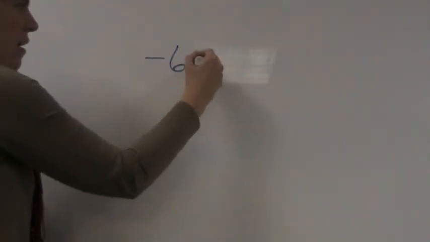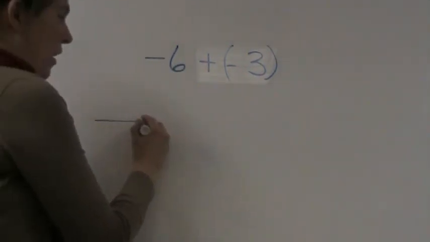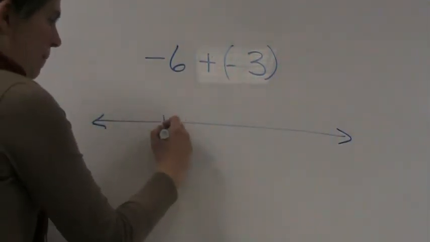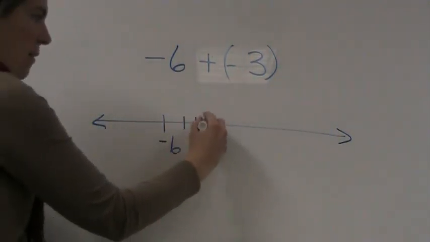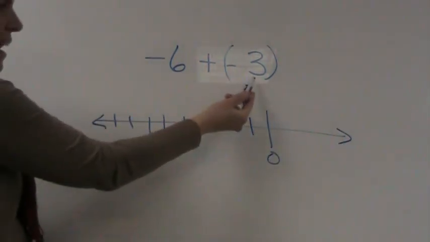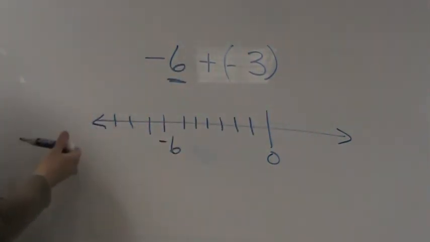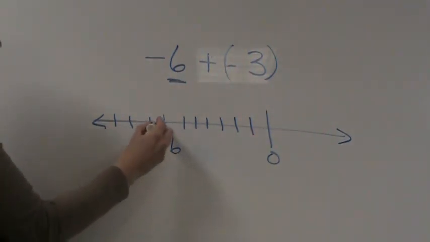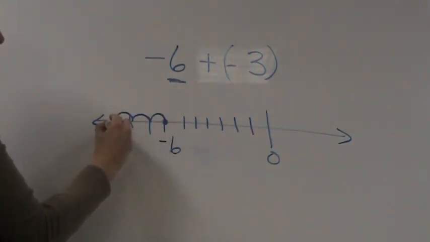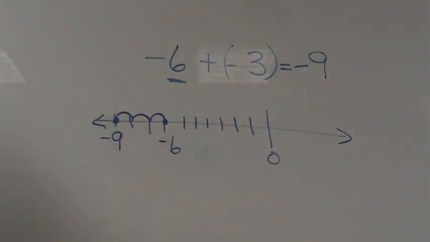When we are adding a negative number to a negative number, as in the case negative 6 plus negative 3, we can again look at the number line. We've got negative 6 there, 0 there. When we're adding a negative number, we're going to start at this number, negative 6, and we're going to go to the left. So we're going to go to the left 3 spaces. We start here, 1, 2, 3. This takes us to negative 9. So negative 6 plus negative 3 gives us a negative 9 for our answer.